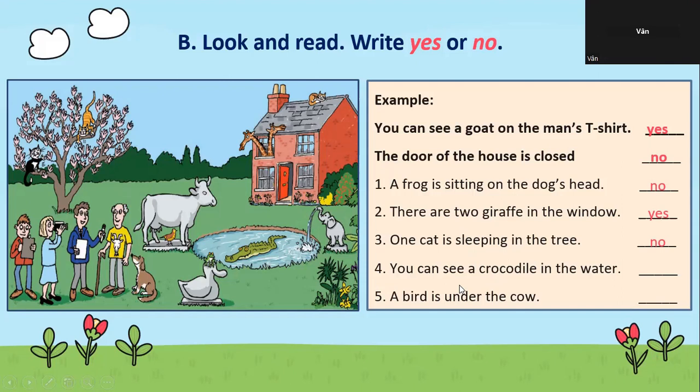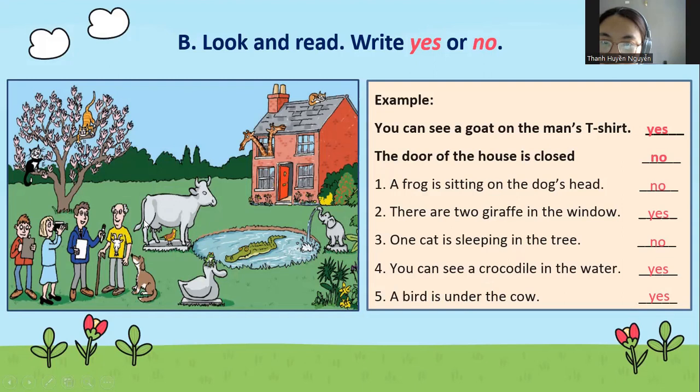Yes, crocodile in the water. Oh, we just said that there is a crocodile, right? So the answer is yes. The last one: a bird is under the car. Is this yes or no? You can't see the bird, so no. Oh, you can't find a bird in the picture, right? Yes, it's a cow. There is a cow. And under it, you can see a little bird, right?